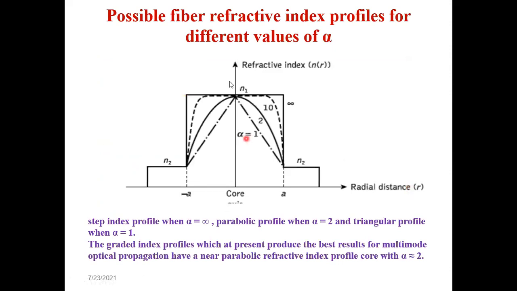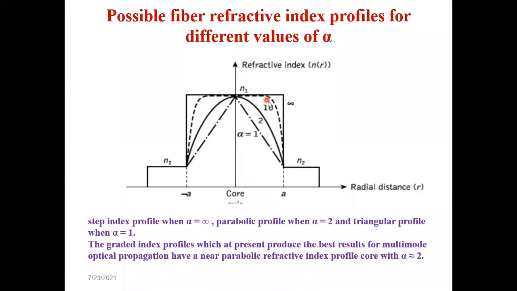So this diagram which is there in your book, for different values of alpha, here I have the core, and this is the radial distance. When alpha is equal to 1, I have a triangular shape. When alpha is equal to 2, I get a parabolic shape. The same diagram that was given individually, but I am drawing it all together. This was one from your book.